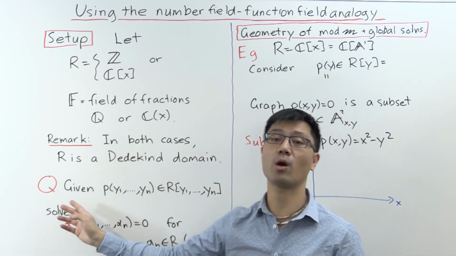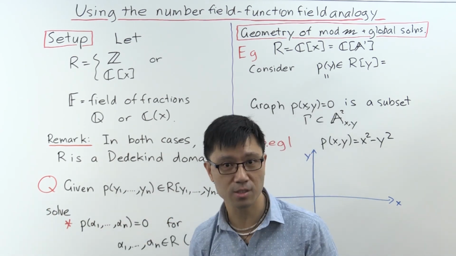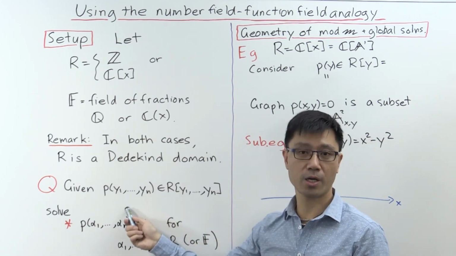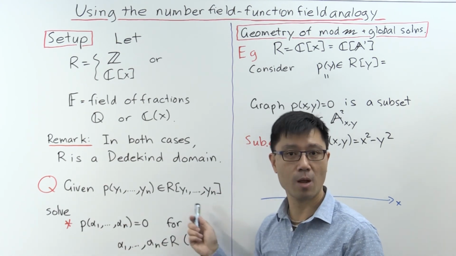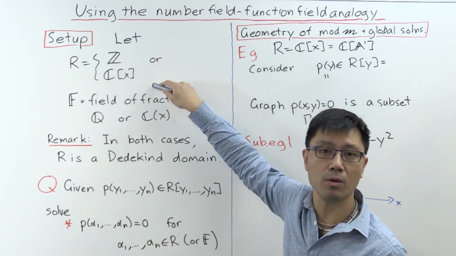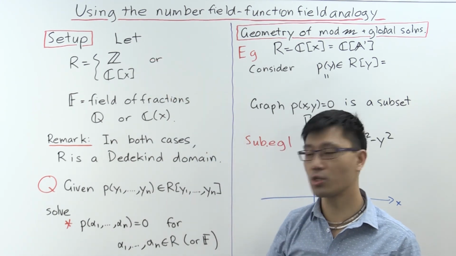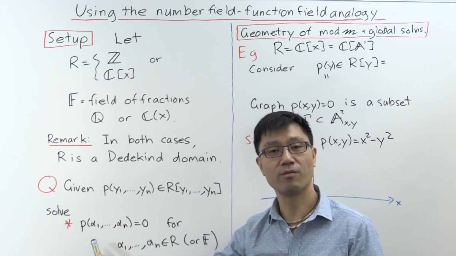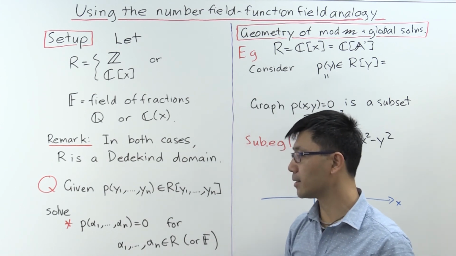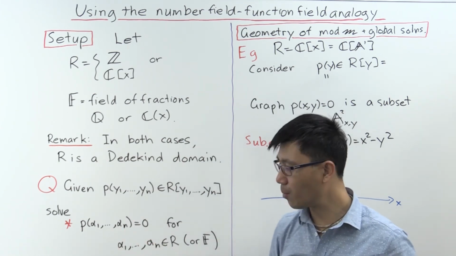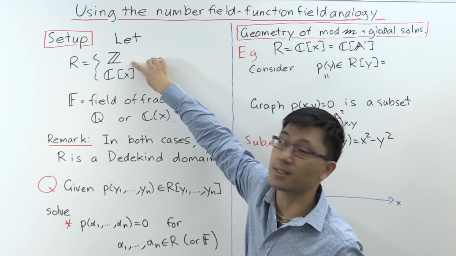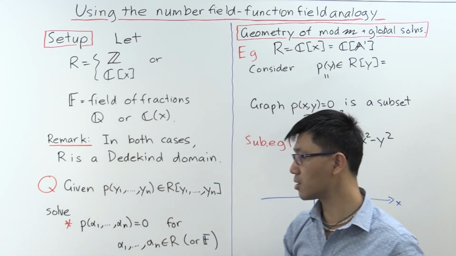Okay, so what was the problem that we were looking at? What's the question of interest? Well, we're going to consider a polynomial P in n variables, y1 up to yn, with coefficients in our ring R, either Z or C[x], and we just want to solve for the zeros of this polynomial. So the solutions alpha 1 up to alpha n will be inside R. That's one case here, and that's called the integral case, because in this example we want to look at integer solutions.